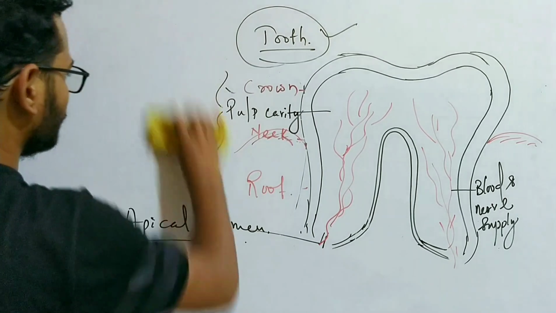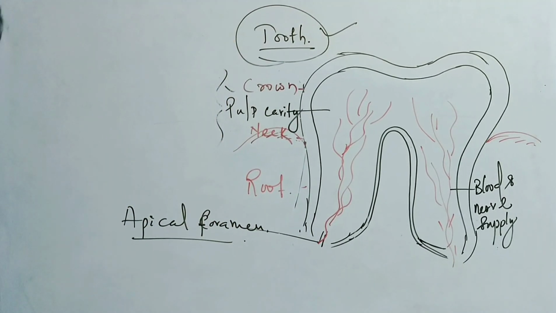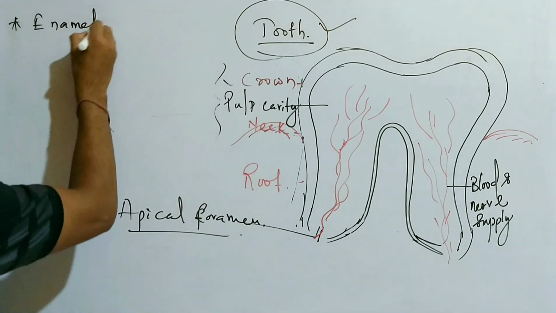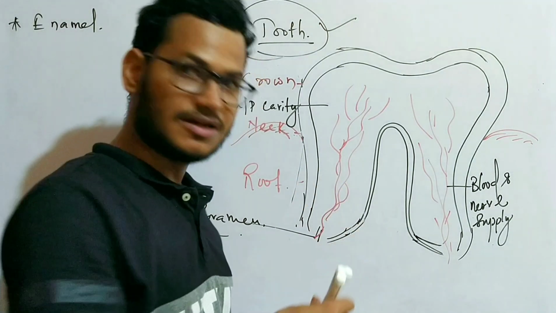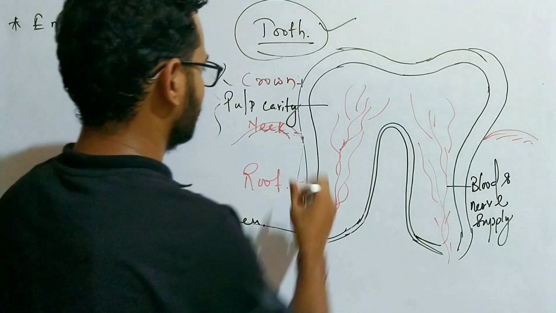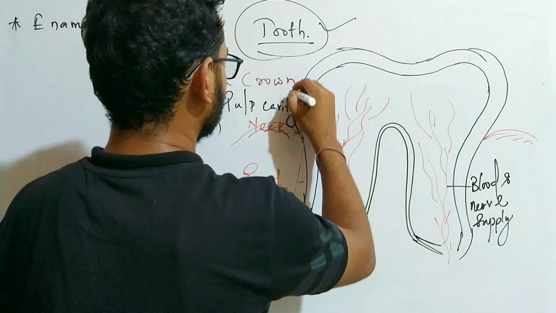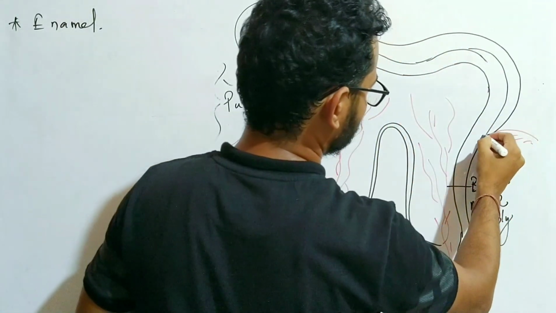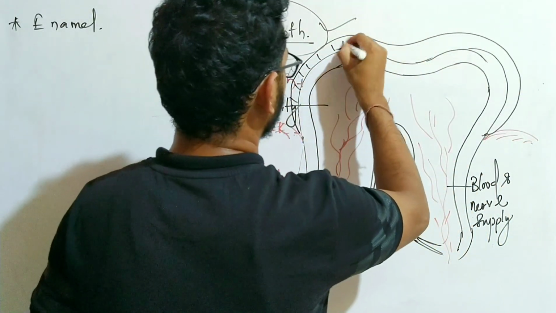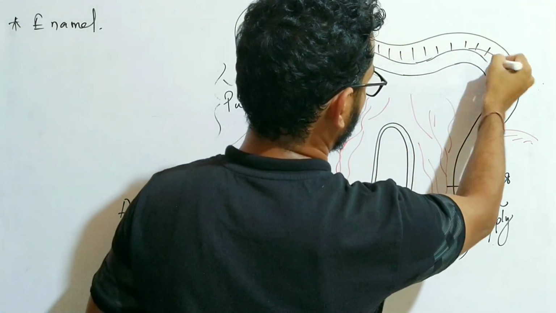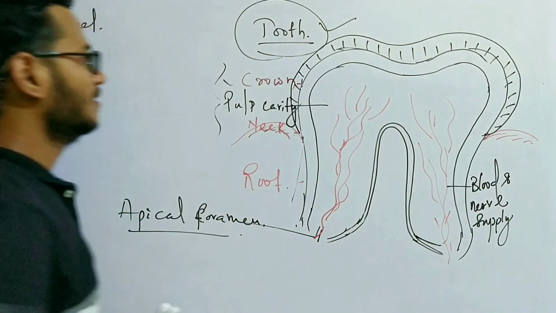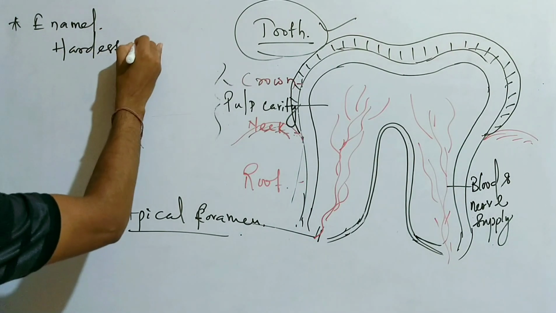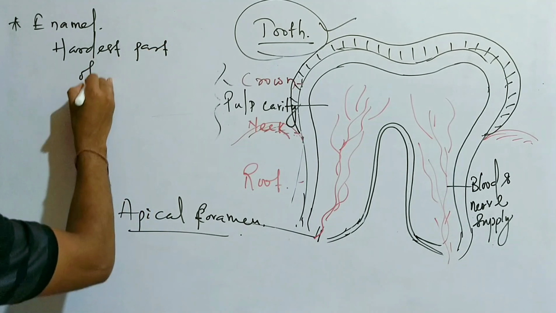What are they? One is the enamel. And what is enamel? It is only present above the gum in the crown region. So this is the layer which is present above the crown, and it is the hardest part. It is the hardest part of our body.